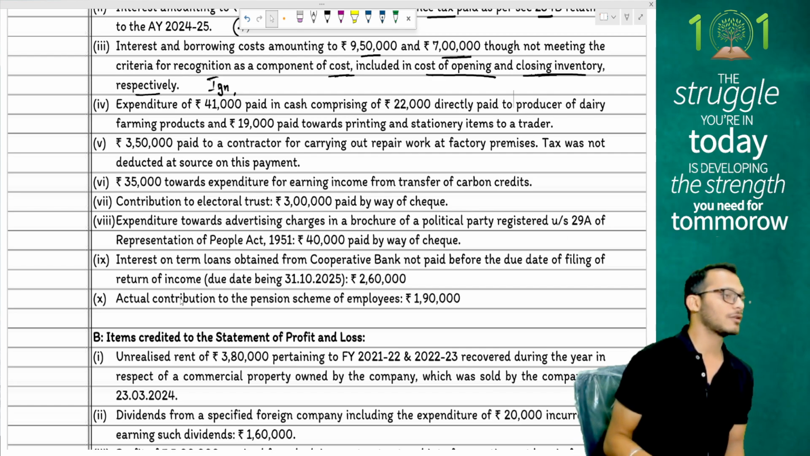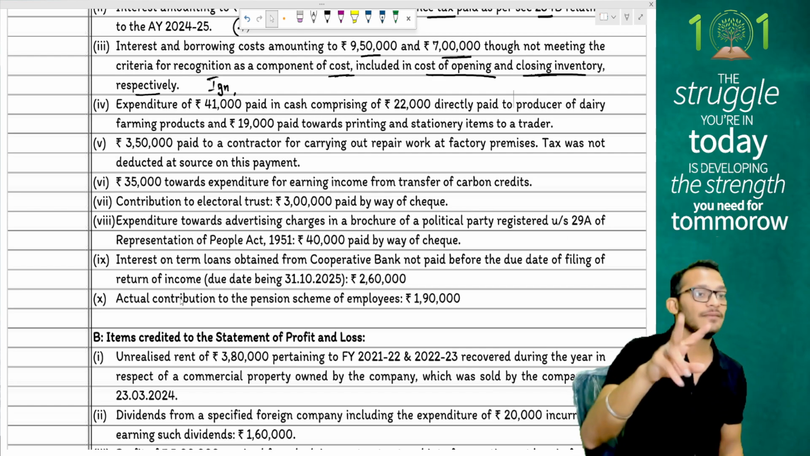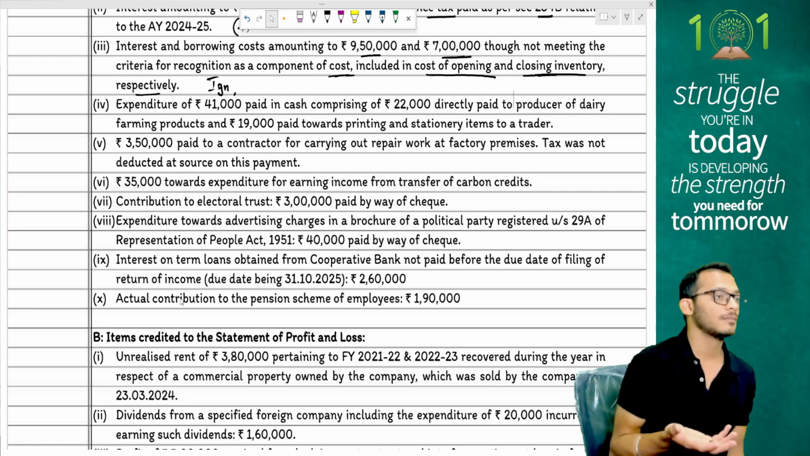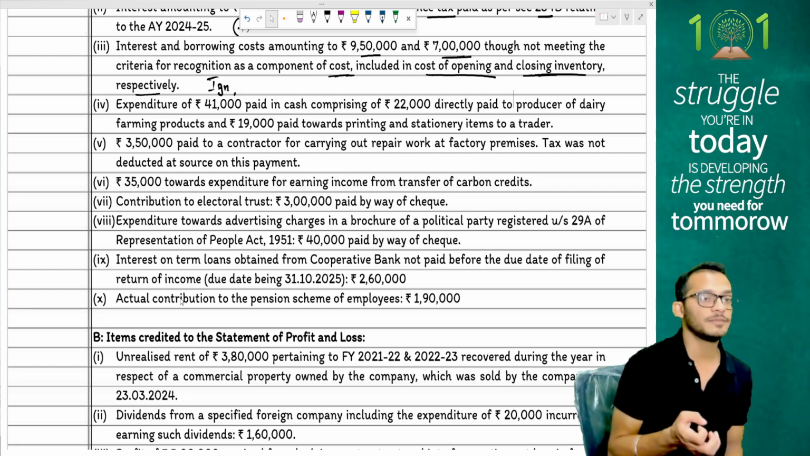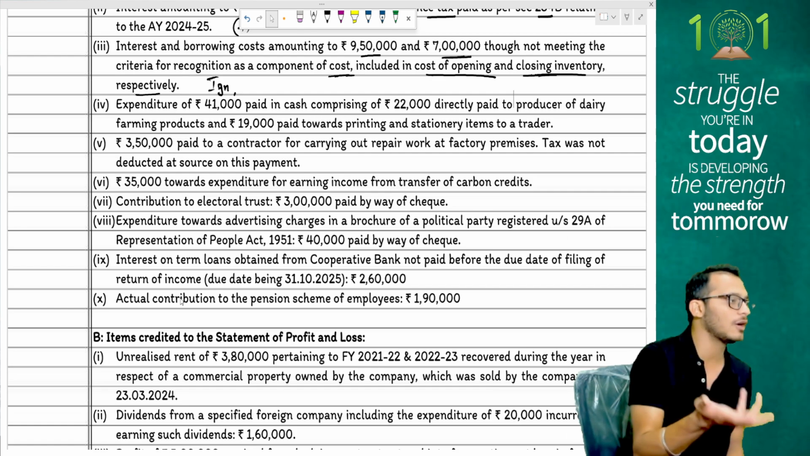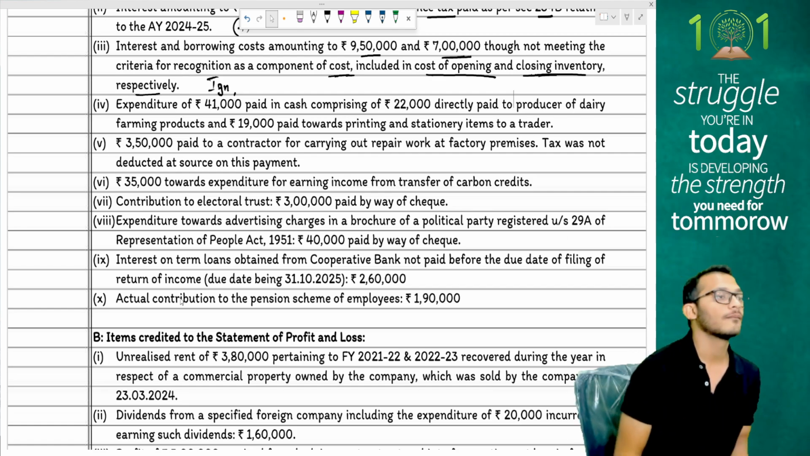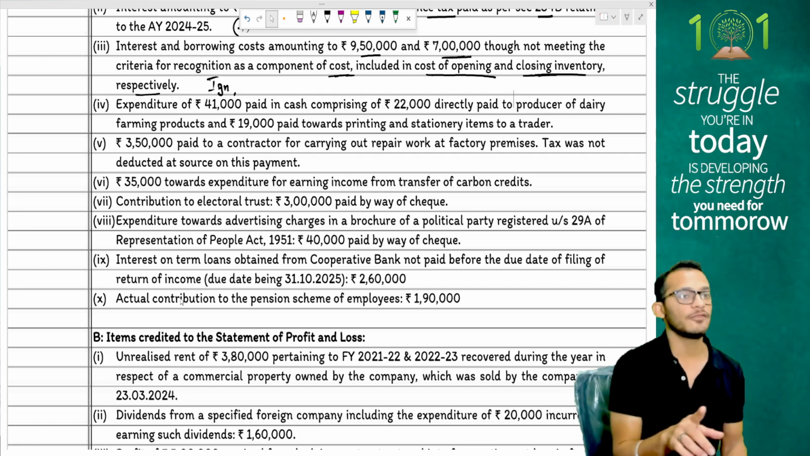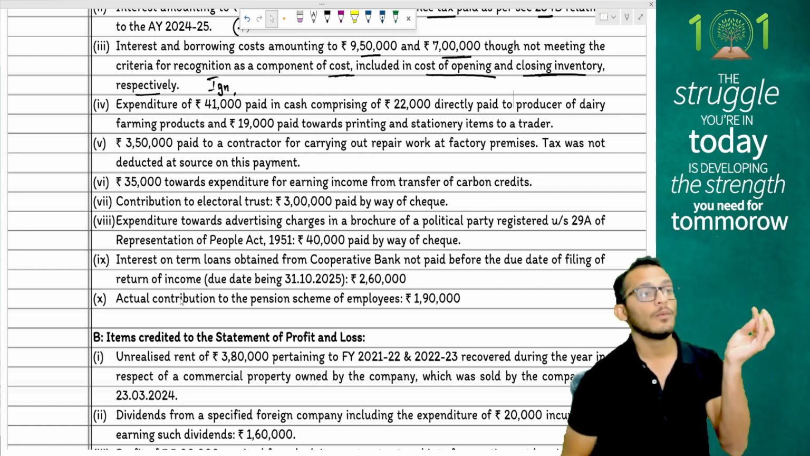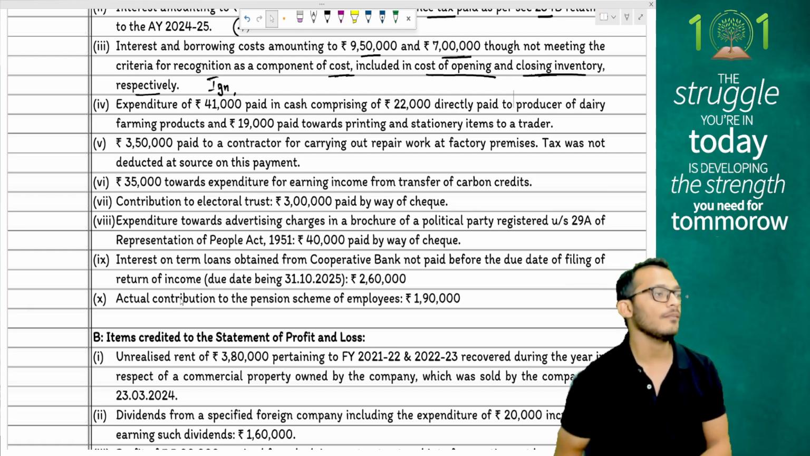But then this also begs the question of the cost, people, that you may have changed the inventory. What about the cost? Because even though it is not included in the cost, it is the cost which is to be booked. Think about this carefully, people. I have an interest cost. What is the entry I should have passed? Interest to bank. I should have passed interest to bank.